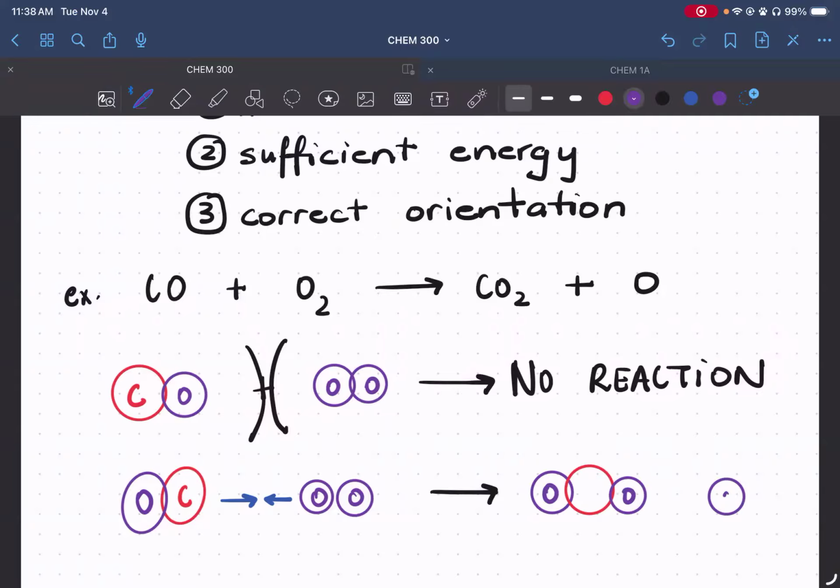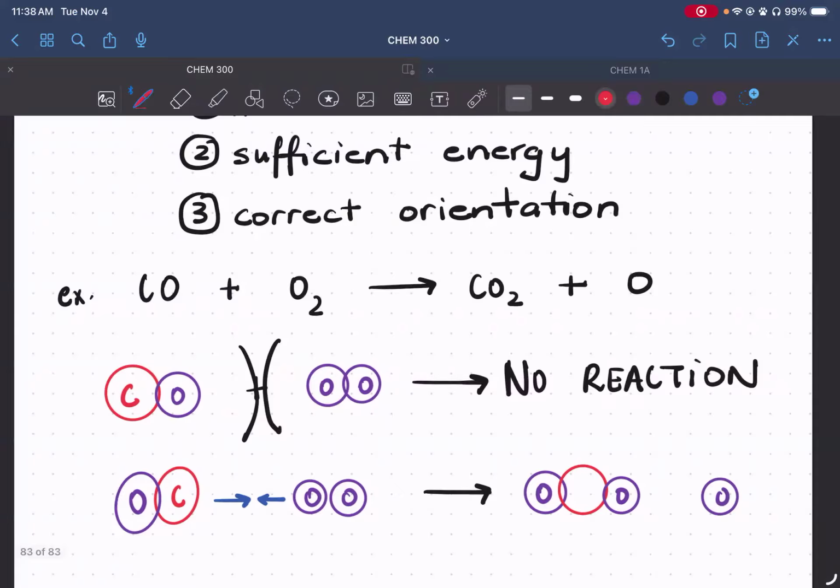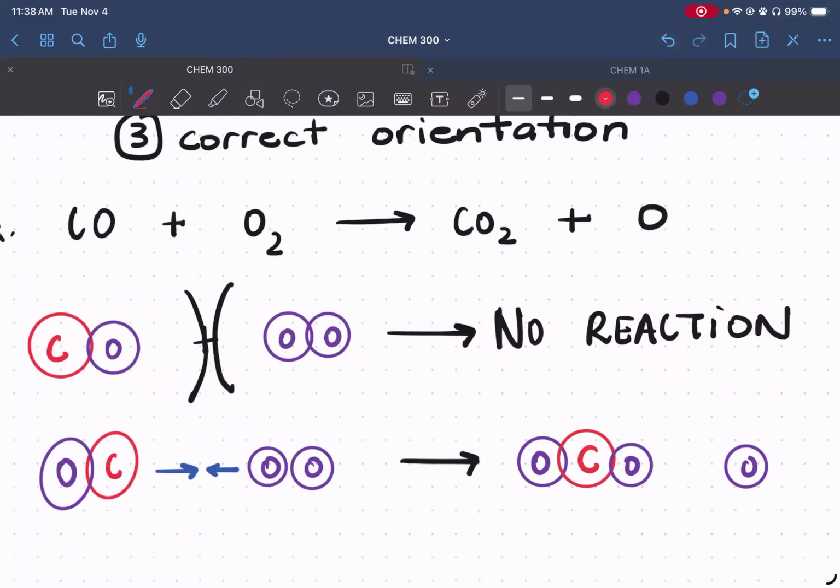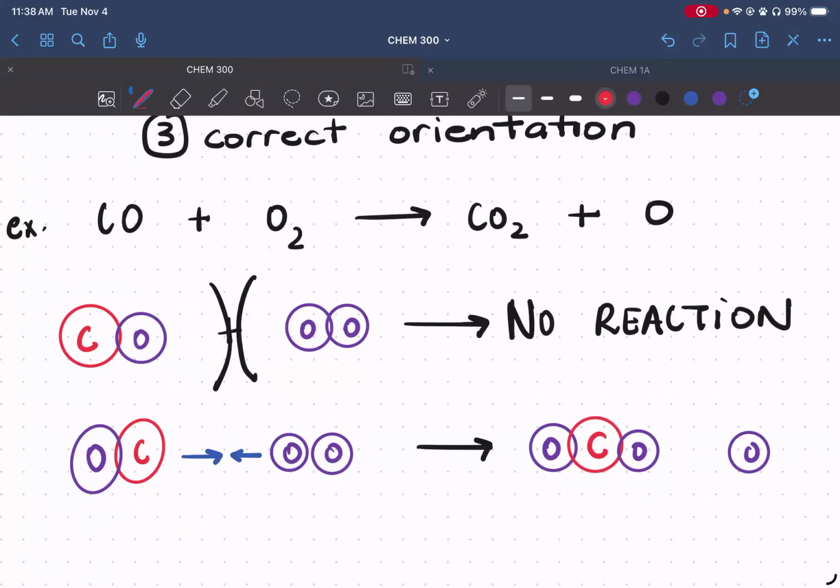So my hope is that this very simplified graphic shows us the importance of why these molecules need to be correctly oriented to one another. Because otherwise, the collision, well, it just wouldn't be productive.